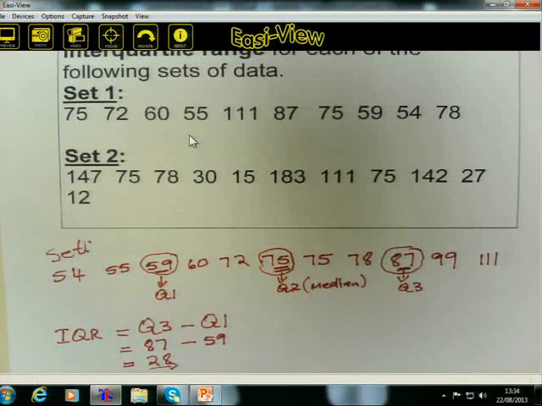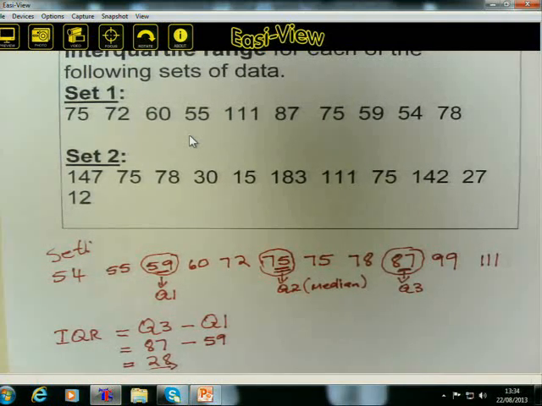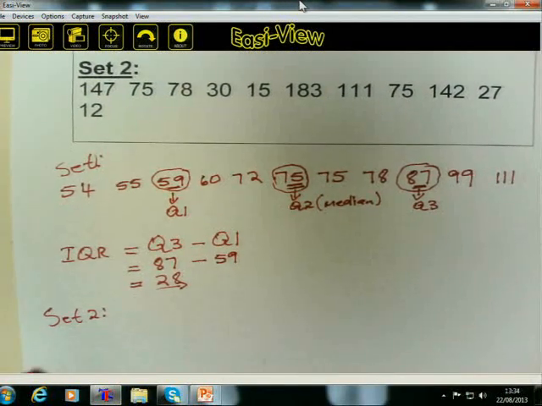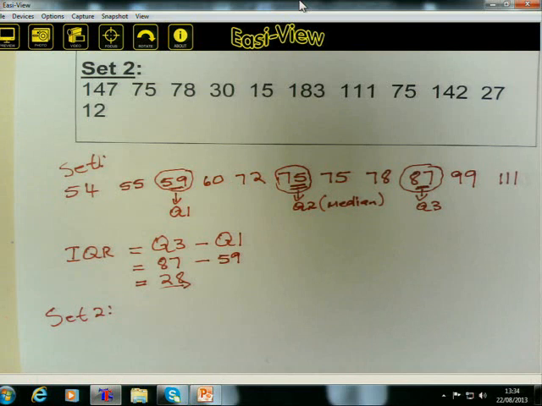Now, let's look at set 2. If you look at the data on set 2, grade 12s, you'll also realize that our data is not arranged. And remember again, I'll remind you and keep on reminding you, we have to first determine the median or Q2 before you can find Q1 and Q3. And again, before you can determine the median, you first have to arrange your data. Now, let's arrange this data quickly.